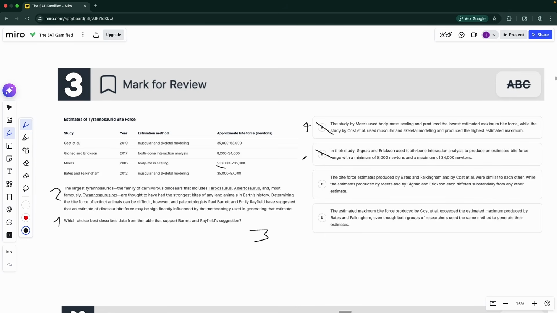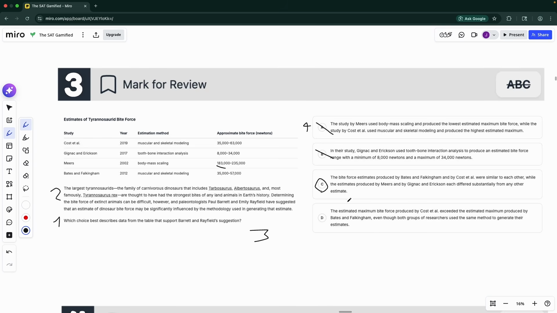C, the bite force estimates produced by Bates and Falkingham and by Koss et al. were similar to each other, while the estimates produced by Mears and Gignac and Erickson each differed substantially from any other estimate. Okay, so let me see here. Bates and Falkingham and Koss et al. Okay, yeah, they're pretty similar to each other. The other ones were substantially different from any other estimate. Okay, yeah, those were substantially different. So C is probably going to be right.